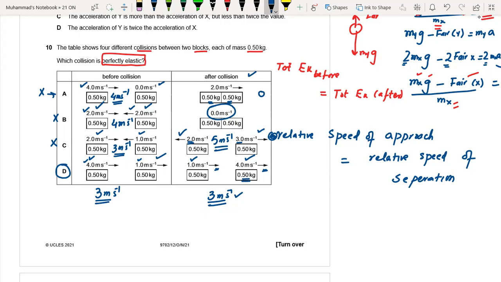Obviously, if you want to calculate the sum of kinetic energy before and after in each option, you will observe that in D, the kinetic energy of both objects before collision is equal to the kinetic energy of both objects after collision. I hope you understood. Thank you so much.